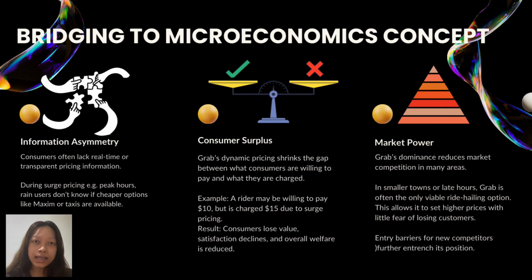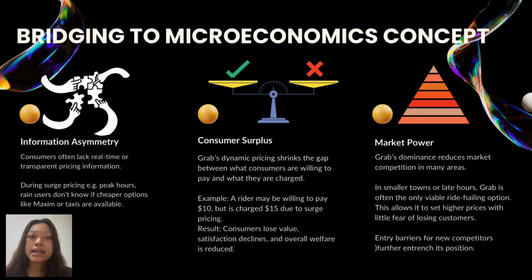Now, let's connect this to microeconomic concepts. There are three main concepts at play. First, it's information asymmetry. Consumers often lack real-time or transparent pricing information. For instance, during peak hours or rainy days, users may not know if cheaper services like Maxim or taxis are available, which leaves them vulnerable to high Grab fare.